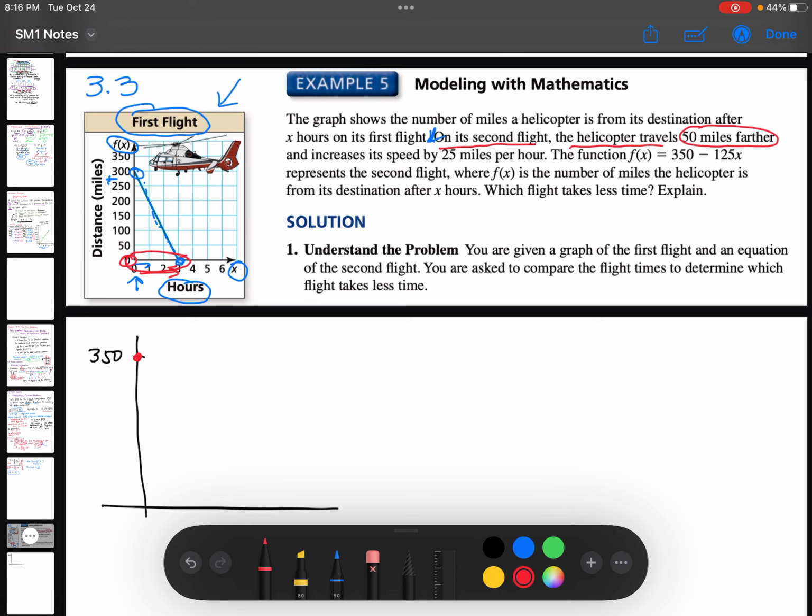Now, it increases its speed by 25 miles per hour. Okay, so according to this, you can see the function. This equation represents the second flight. This 350 represents how far it is from its destination, and that's where I start. But this time, its speed is 125 miles per hour, which means that every hour our helicopter travels 125 miles.